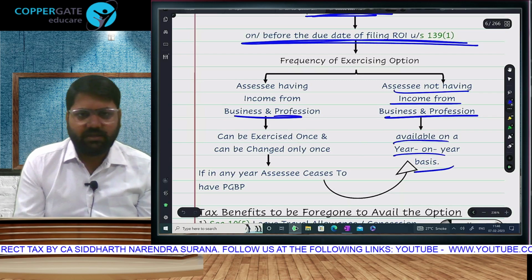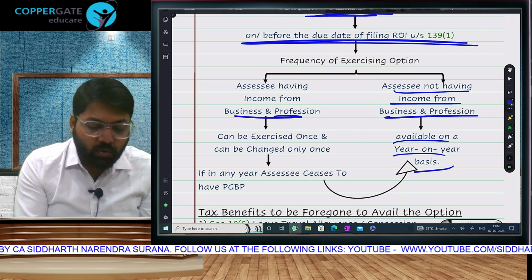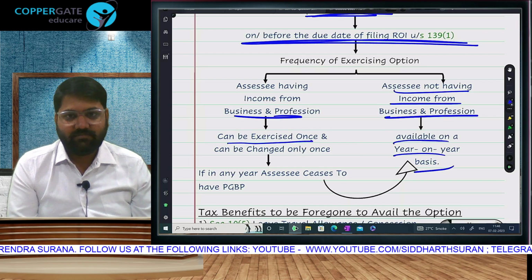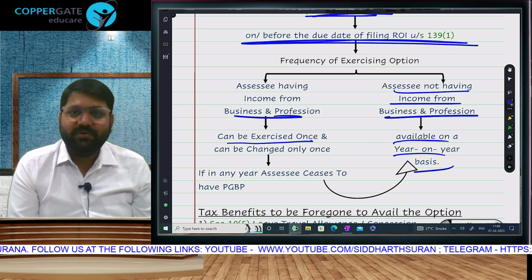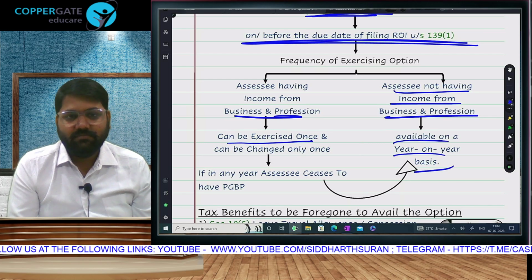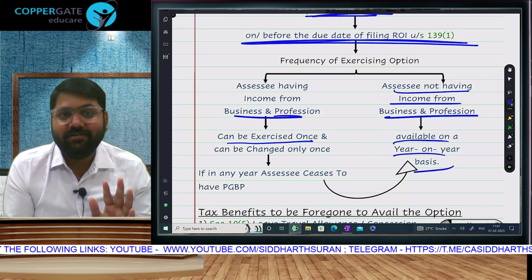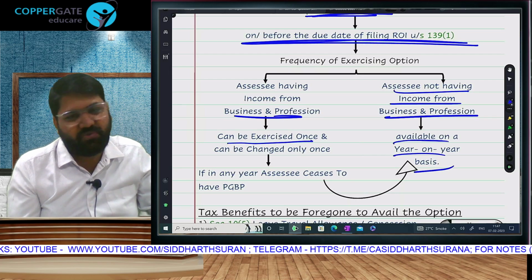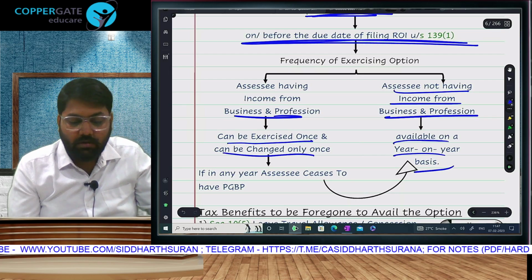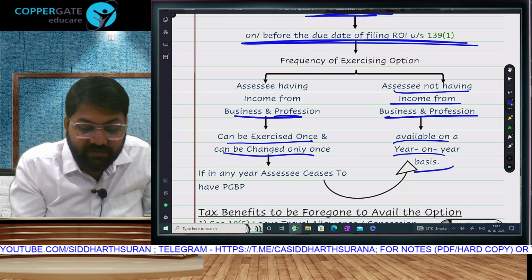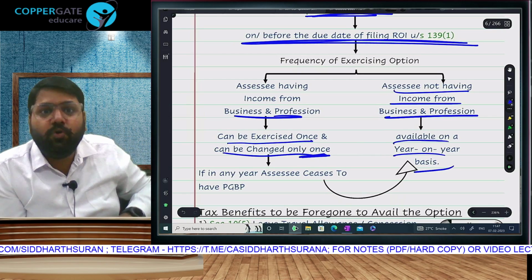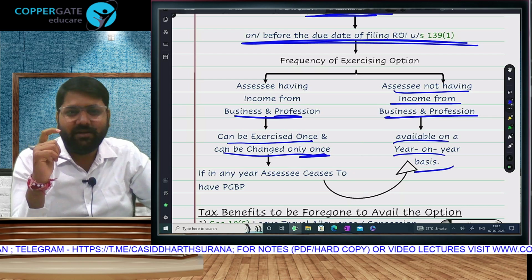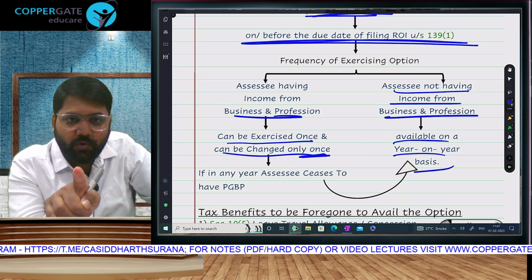This is a little confusing. If you have PGBP income, you can exercise the option once. Can I say you can go from old to new once? So, where are you now? New. You can go only once. You can't go every year. But after a few years, you say, sir, I am not comfortable in new, so come back to old. But only once. Once you come back to old, you cannot go again to new. More confusing than demonetization. Focus. Go to new once.